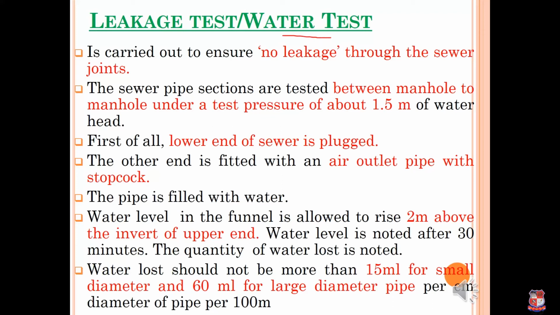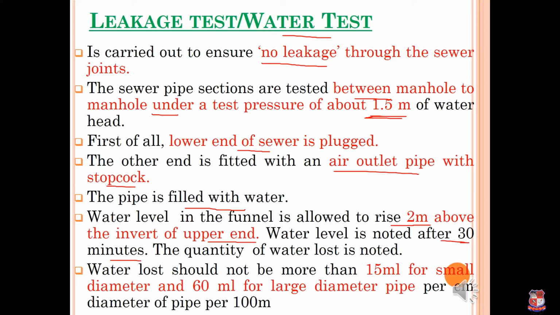This is used to check whether there is any leakage in the sewer or not. The sewer pipeline sections are tested between manhole to manhole under a test pressure of about 1.5 meter of water head. First of all, the lower end of the sewer is plugged, and the other end is fitted with an air outlet pipe with stopcock, and then the pipe is filled with water. At the second end you have to fill with water, and the water level in the funnel is allowed to rise 2 meter above the invert level of the upper end, and the water level is noted after 30 minutes.